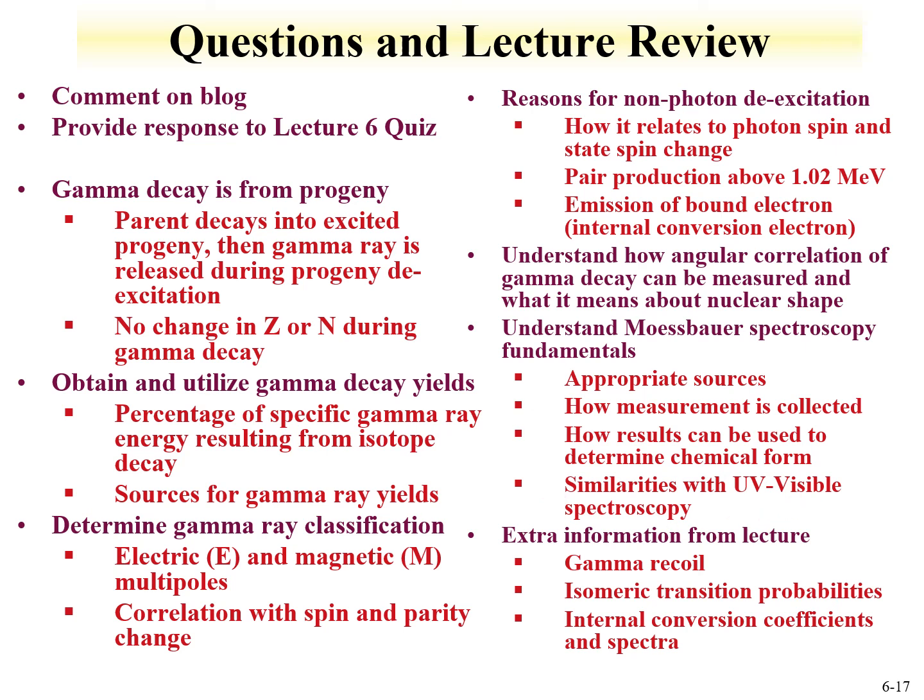Extra information that was provided in the lecture that you should be familiar with but won't necessarily be covered in exams includes gamma recoil, isomeric transition probabilities, internal conversion coefficients, and internal conversion spectra.